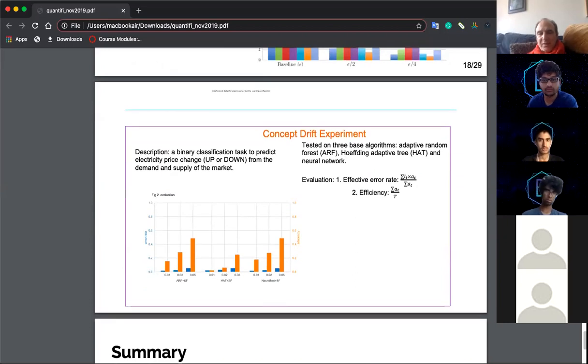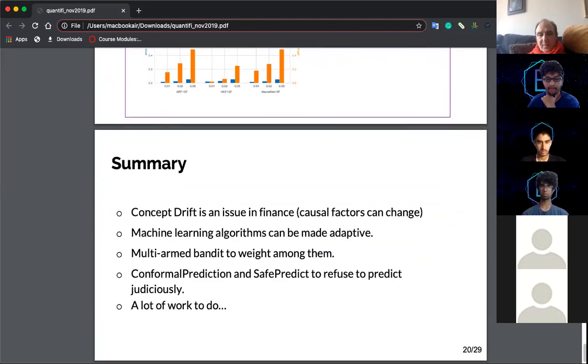Now, what about concept drift? So here we looked at electricity price change. This is a kind of financial application where prices go up and down and you want to figure this out, but of course it's not at all IID. It changes all the time with time. But we get a similar result. We can have fewer errors, and our efficiency goes down. But our efficiency, meaning number of predictions we can make, goes down, but doesn't go down too much. Next slide, please.